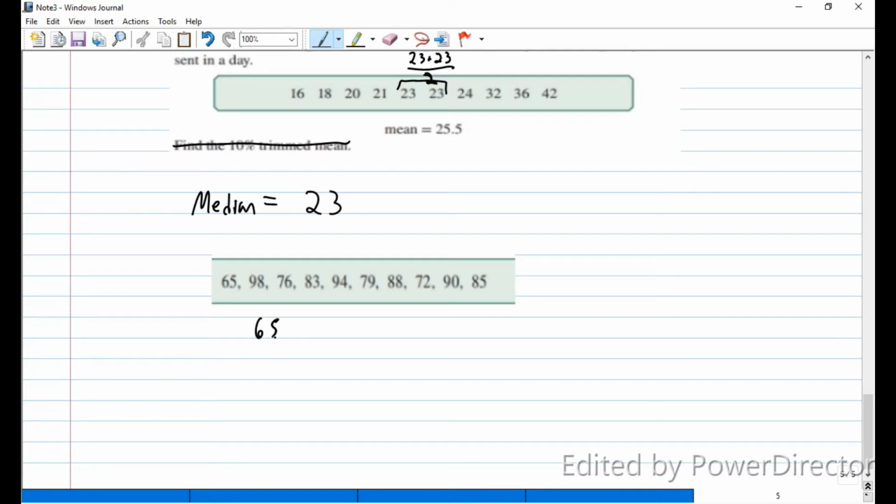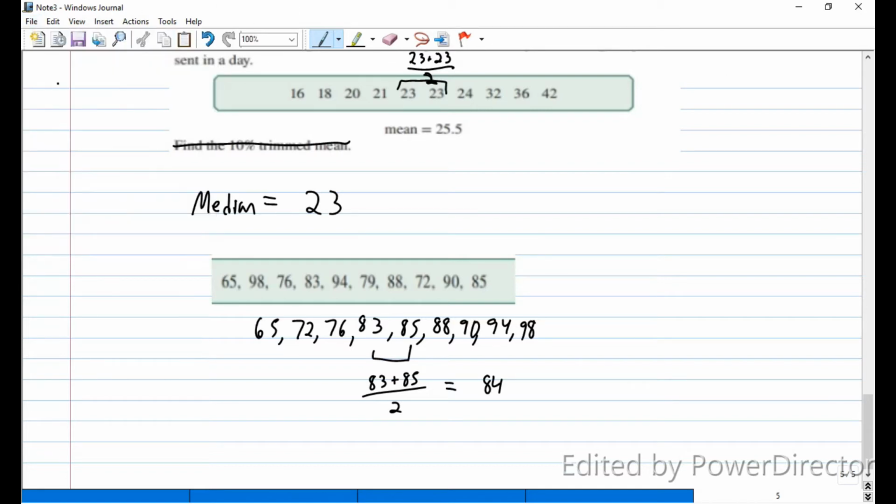So it'll be 65, 72, 76, 83, 85, 88, 90, 94, 98. Now the two middle items are there. 83 plus 85 divided by 2. It's going to be 84. So that's the median. Let me find you one with an odd number of data items, because that's the easier one.